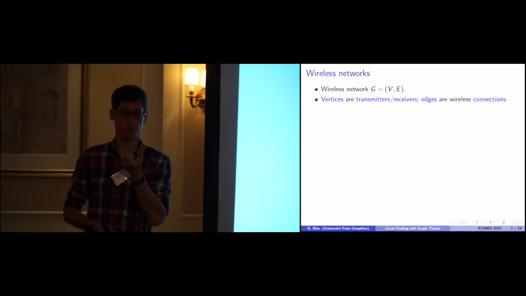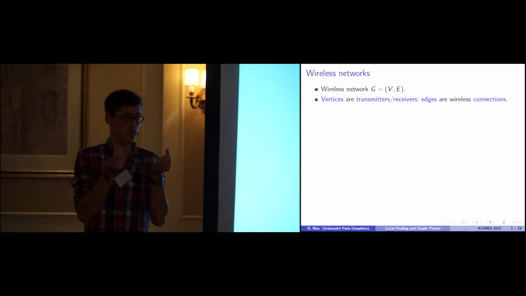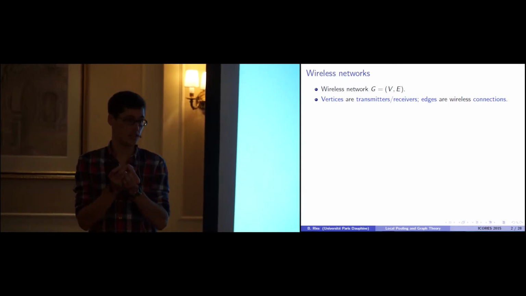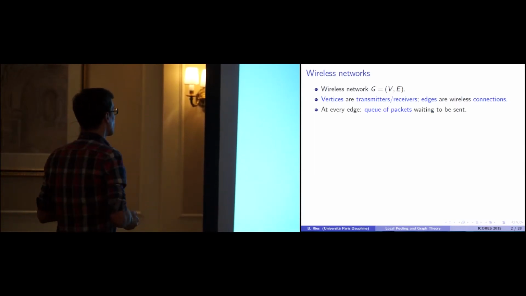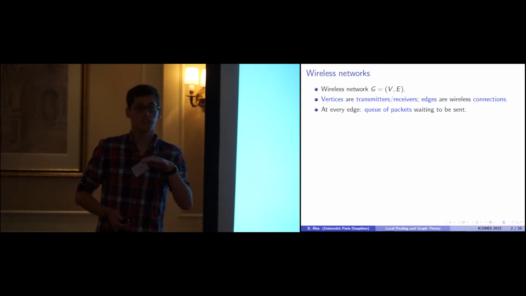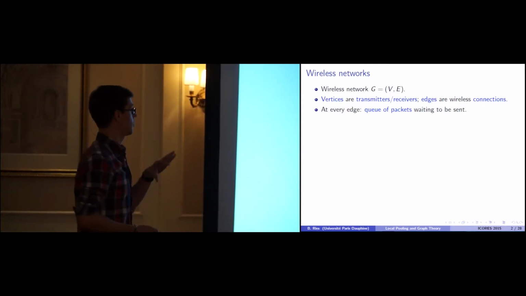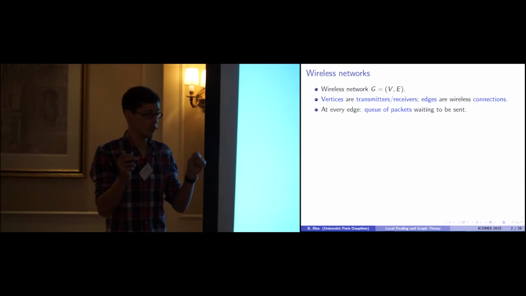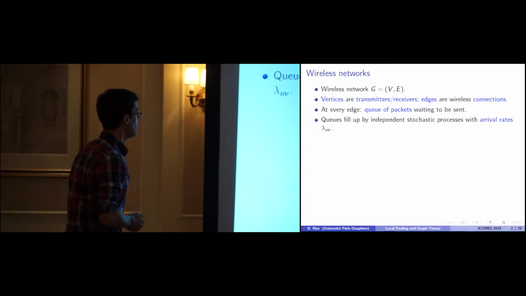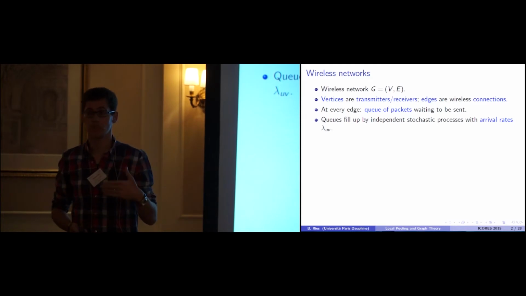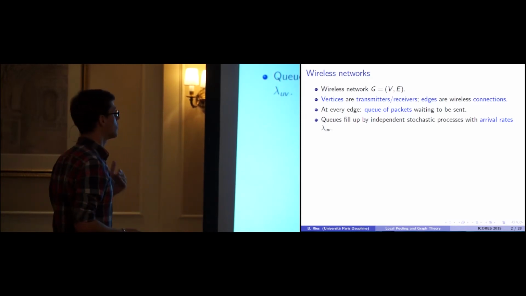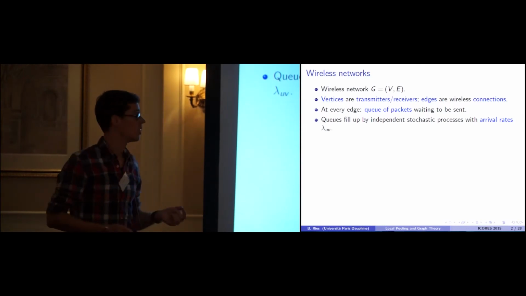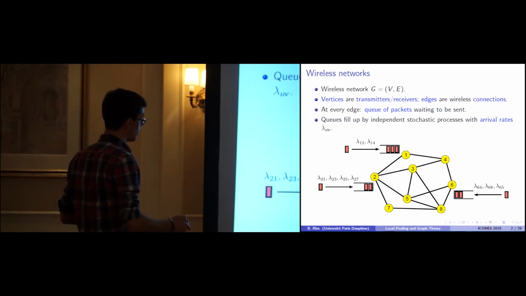In other words, if you have an edge between two vertices U and V, it means that the two users, U and V, can transmit information from one to the other via that connection. We suppose that at every edge, so at every connection, we have a queue with packets that are waiting to be sent between the two users of that connection. And we also suppose that these queues fill up by independent stochastic processes with certain arrival rates, so lambda UV if you have a connection between U and V.